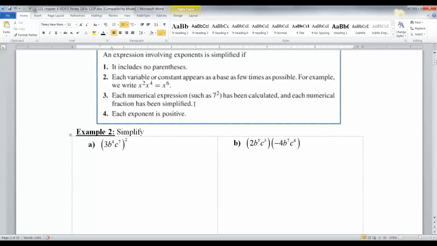Every number you have is going to be simplified, right? So 7 squared should be 49. That's what you would write. And every exponent is positive. We're not going to have any negative exponents when we're done. That's what makes it simplified.